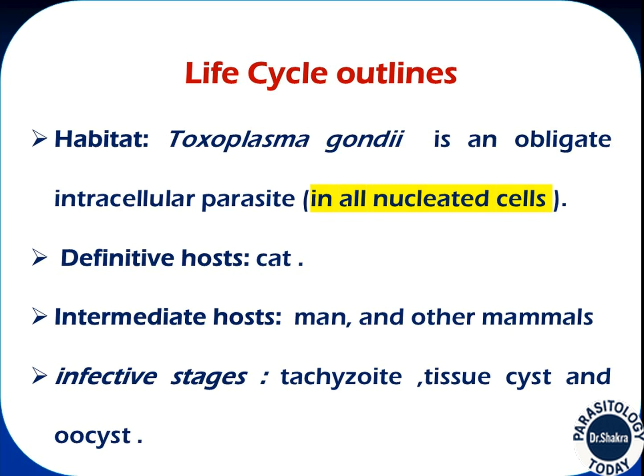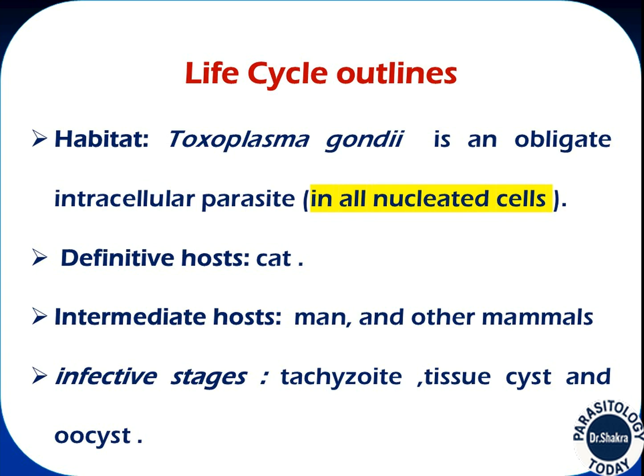Summary of the life cycle. 1. Habitat. Obligate intracellular parasite found in nucleated host cells. 2. Definitive host, cats. 3. Intermediate hosts, humans and other mammals. 4. Infective stages, tachyzoite, tissue cyst, and sporulated oocyst.